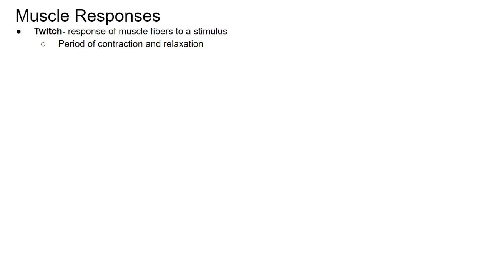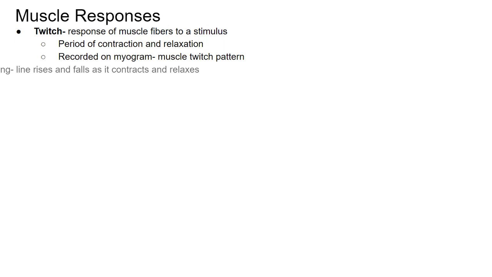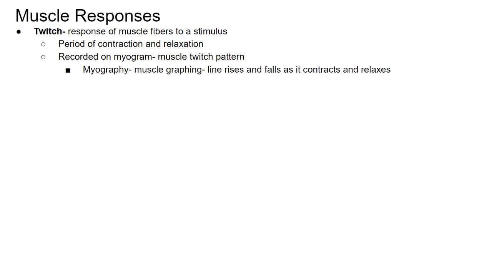So what happens to a muscle fiber after the acetylcholine is released at the axon, goes across the synaptic cleft, and we have that whole wave of excitation that leads to a contraction. So this is basically taking all of that and recording it graphically, and you're going to see that graph here in a minute. It is a period of contraction and relaxation, so we're seeing the whole process on this twitch. We record it on something called a myogram, and that's going to give us something called a myograph, basically a graph of the line rising and falling as we're seeing a muscle cell contract.